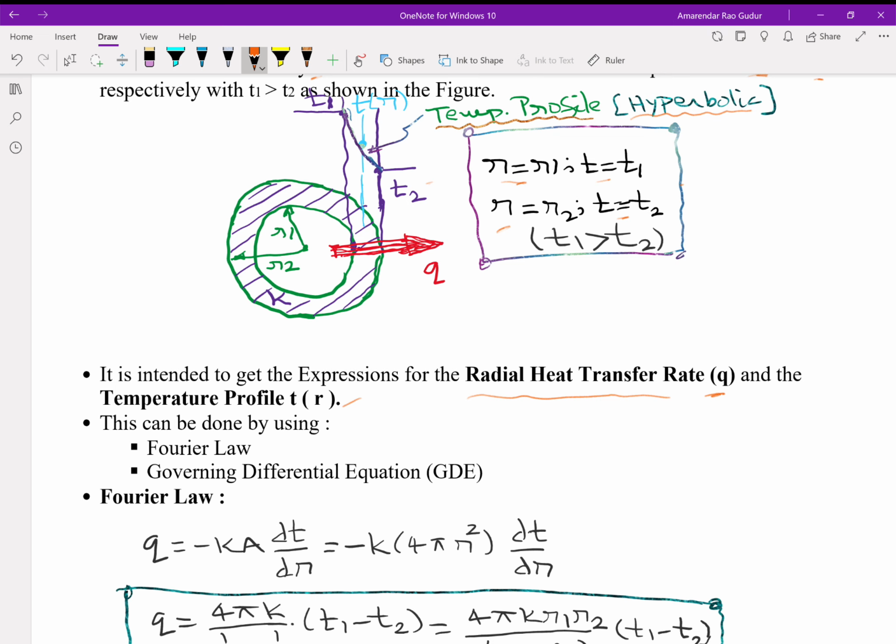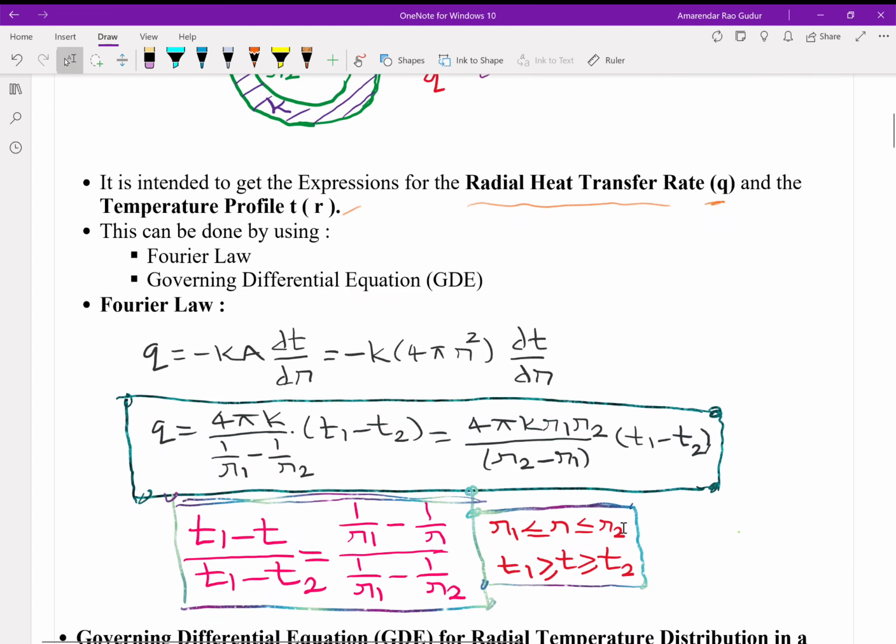And we can achieve these targets by way of the Fourier law or the governing differential equation. The approach could be different, but we are going to get the same result. If you look at the Fourier law for 1D steady state heat conduction in spheres, Fourier law states that Q is equal to minus K A dT by dr, and the surface area of the sphere at any radius is given by 4 pi r square.